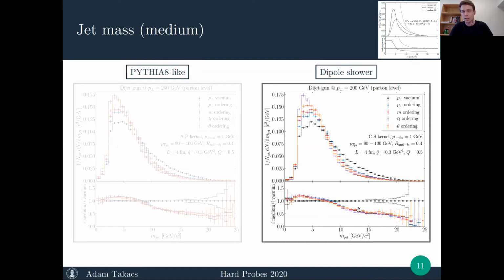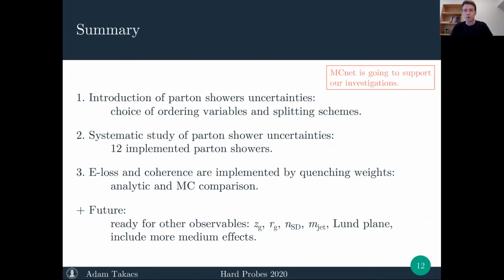And you can see in this particular observable, the jet mass, the different orderings actually lead to small differences, but that doesn't mean that there is no observable which is more sensitive to that, or let's say even less sensitive to this.